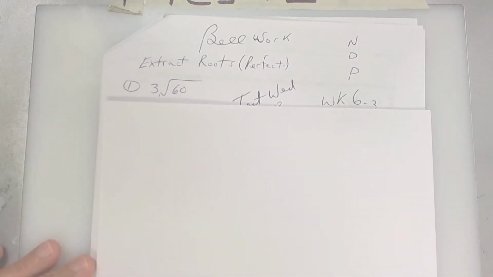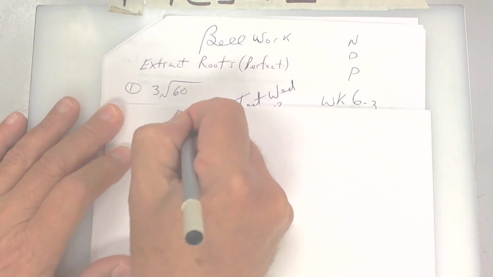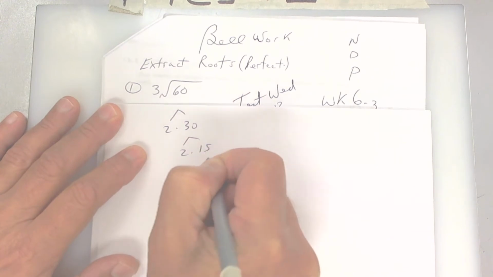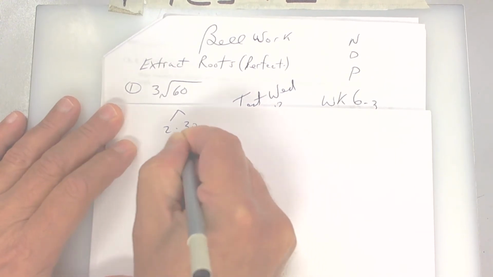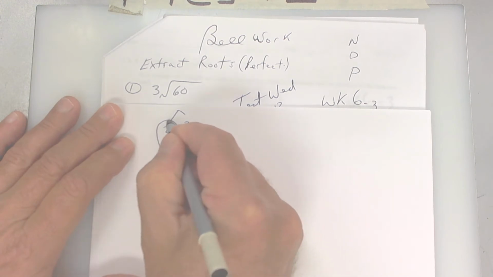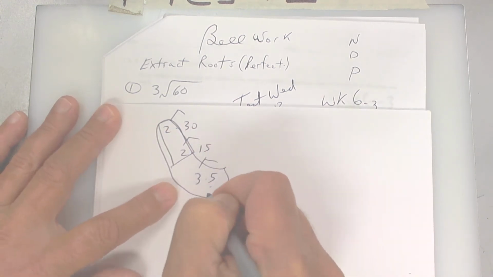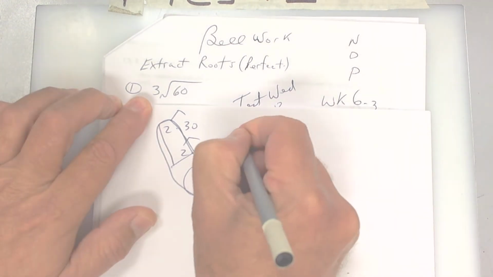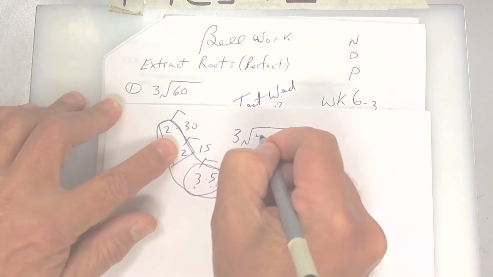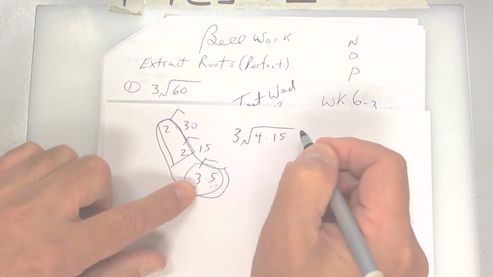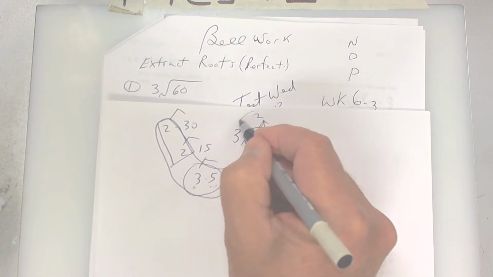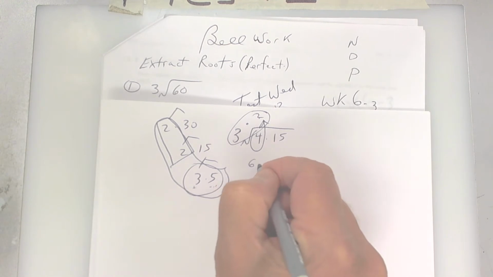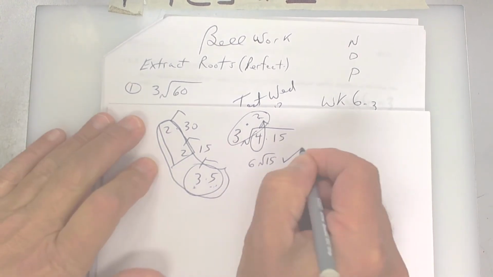We want to extract perfect roots. So you're going to take that 60 and break it up. So that's going to be 2 times 30, 2 times 15, 3 times 5. And you need 2 of a kind. So 2 and 2 makes 4. These you don't have any 2 of a kind, so you're going to go ahead and rewrite that. So it's going to be 3 on the outside, 2 times 2 is 4, and then 3 times 5 is 15. The square root of 4 is 2, and then you multiply these. Do not add them, okay? 3 times 2 is 6, so it's going to be 6 square root of 15 is number 1.